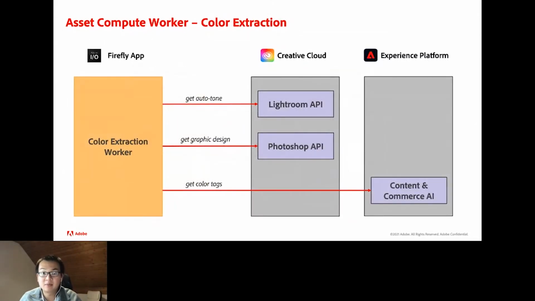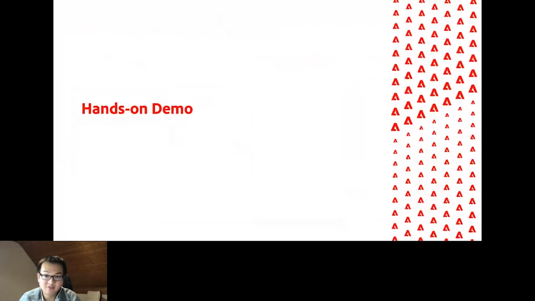And then we come to the complete three-step worker, taking the result from the second worker to call the Content and Commerce AI, get the color tag back, and save them as metadata in AEM Assets. All right, enough diagrams. Let's do some hands-on exercise.